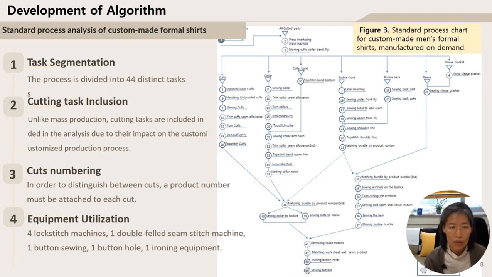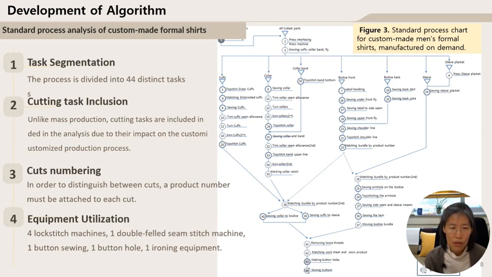In custom-made formal shirt production, cutting is performed automatically by a laser cutter using patterns stored on a computer. Because custom-made formal shirts differ in terms of size and fabric, in order to distinguish between cuts, a product number must be attached to each cut. Then, when each cut is separated and attached, there must be a process to check that the attached cuts have the same product numbers. Therefore, this step is included in the production process.